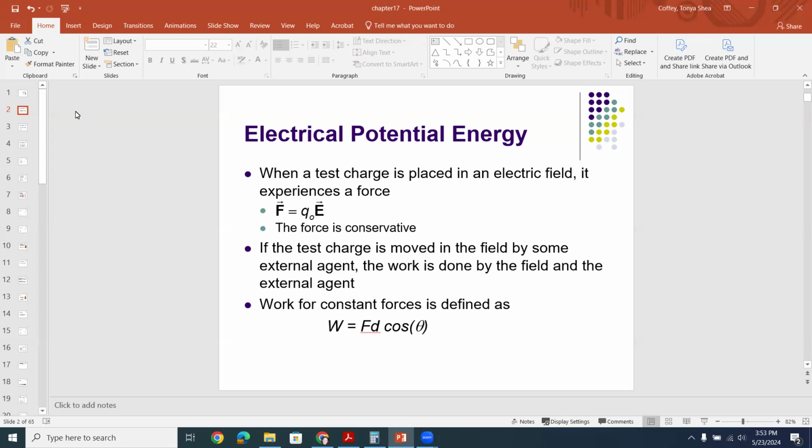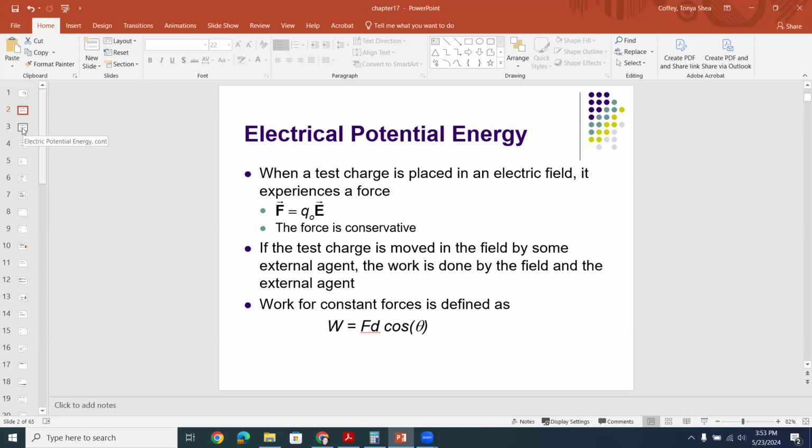So let's say that we have a test charge that's moved in the field by some external agent, and work is done by the field and the external agent. Then remember that the equation that we learned in first semester of physics for work for constant forces is work, W, is equal to FD cosine theta, where F is the constant force, D is the distance through which the object moves, and cosine of theta is the angle in between that force and the displacement that it moves through.